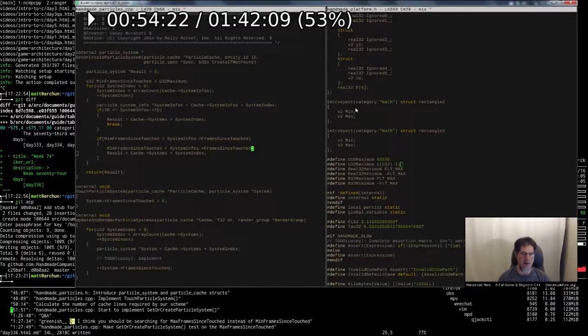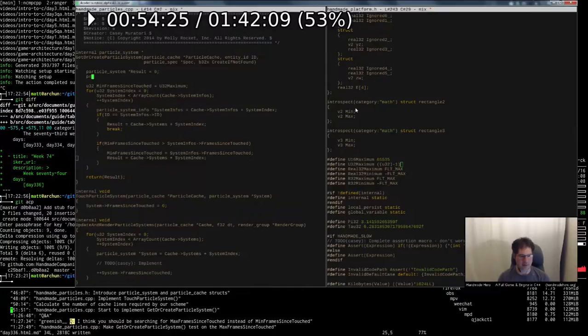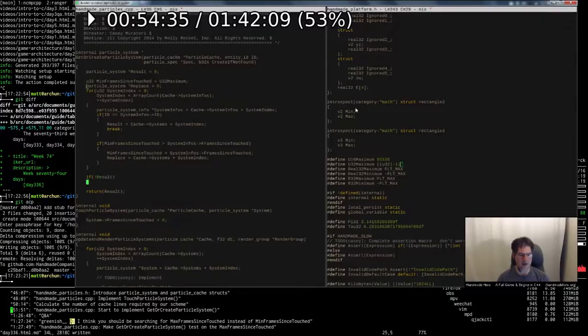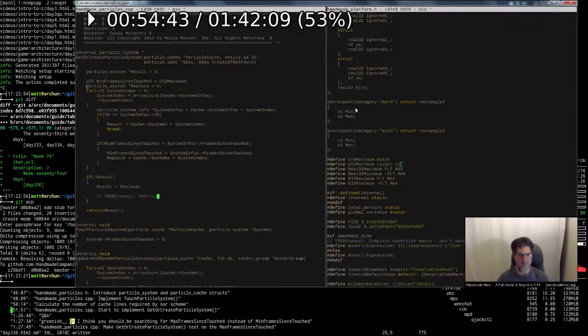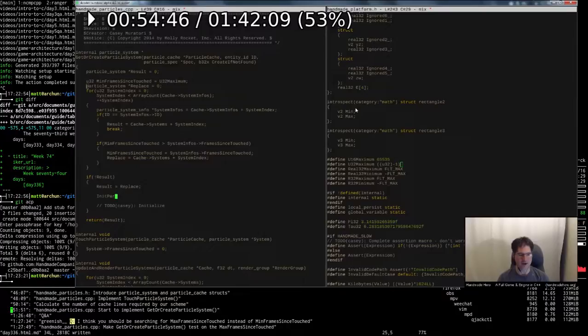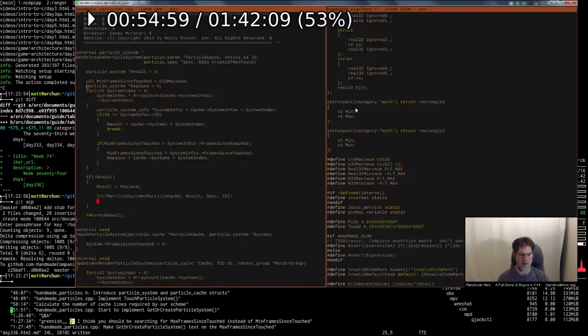And then when we fall out, I probably want to do it this way, or maybe just call this replace. We'll take replace. So if we come down here and we didn't find one, we just use the one that we're going to replace. And now we'll have to initialize the particle system. We could do that with init particle system, init the result particle system with this spec, and this ID.